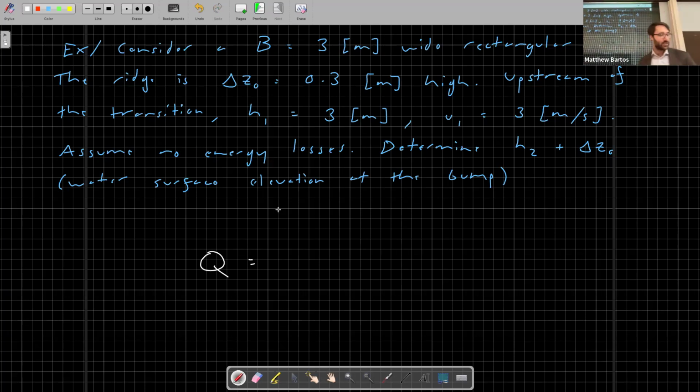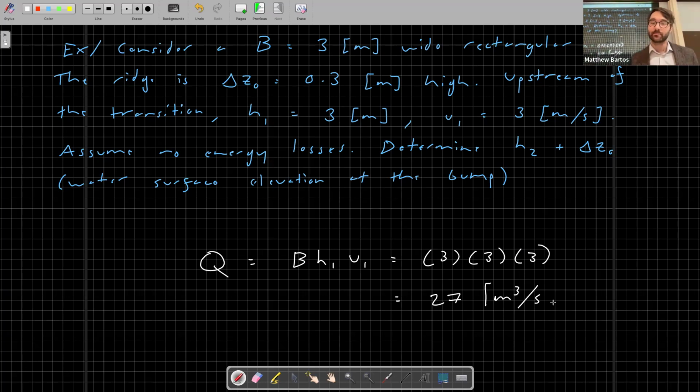So just looking at these quantities here, can anyone tell me what the discharge is? It's a nice integer value. This is a rectangular channel. 27. Very good. So it's going to be the width of the channel times the depth of the water times the velocity. So that's 3 meters times 3 meters times 3 meters per second gives us 27 cubic meters per second. So we're going to need this for later.